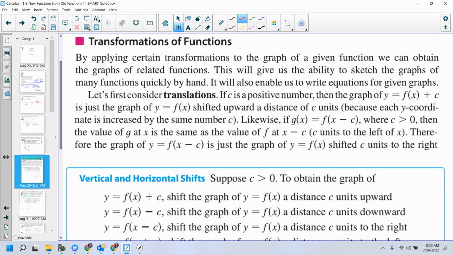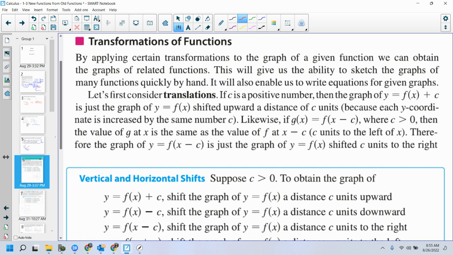All right, by applying certain transformations to the graph of a given function, we can obtain the graphs of related functions. We're going to talk about all different types of transformations. We're going to talk about rigid transformations, non-rigid transformations, shifts, stretches, compressions, all that good stuff. We're going to use some notation that we can apply to any different type of function. We talked about all the different types of functions in section 1-2, and these transformations can apply to any of those different types of functions.